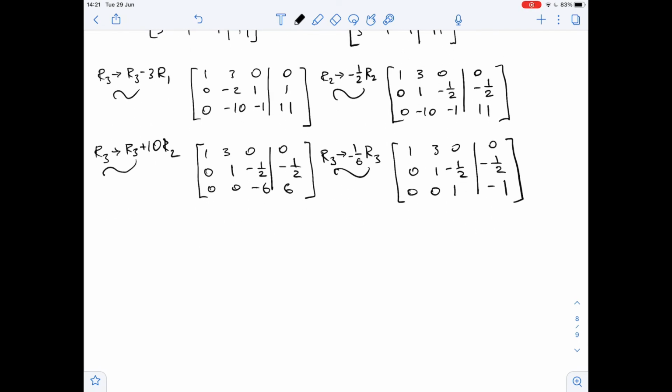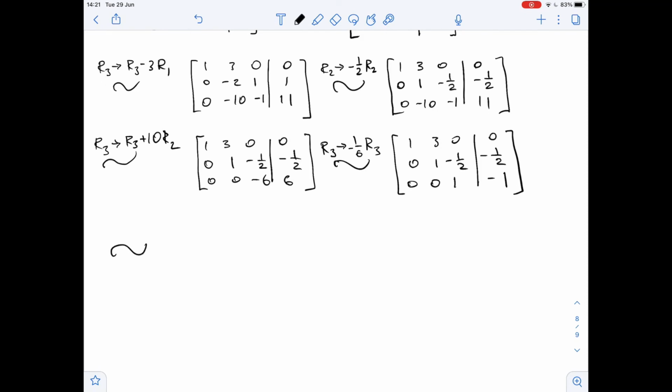Now we can multiply our row 3 by 1 over 2 and add it to row 2. So row 2 becomes row 2 plus 1 over 2 times row 3. So we will get 1, 3, 0, 0, 0, 1, 0, and here it's -1, 0, 0, 1, -1.